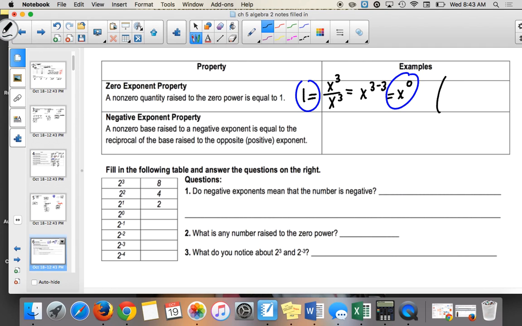So if I have something crazy like 3x squared y over 5z to the 5th, all raised to the 0, that whole thing is raised to the 0 power, so that whole thing is equal to 1, right?